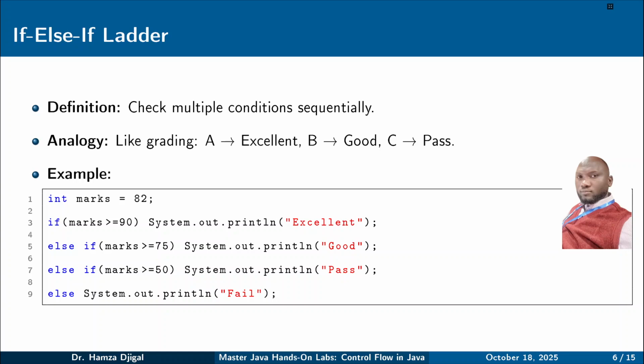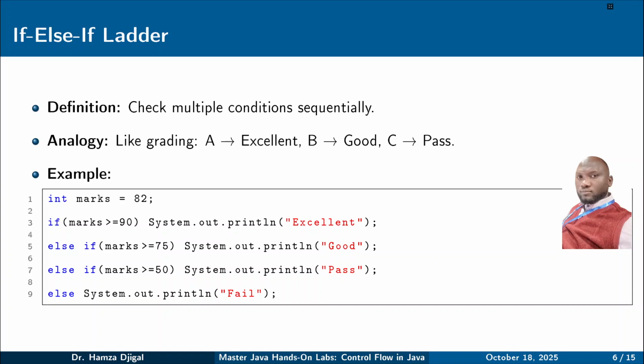Okay, then we can move to another one, what we call if else if. Sometimes we call it checking multiple conditions sequentially. Sometimes we want to print different things based on some specific condition. For analogy, we can give grades. If it is A, then we print excellent. If it is B, we print good. If it is C, we print pass. This is just one example. So how can you do this sequentially?